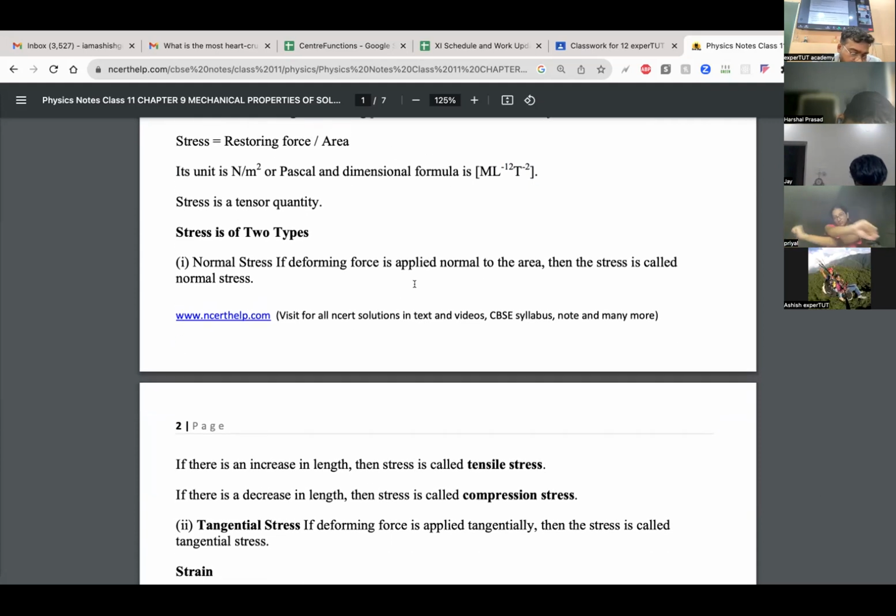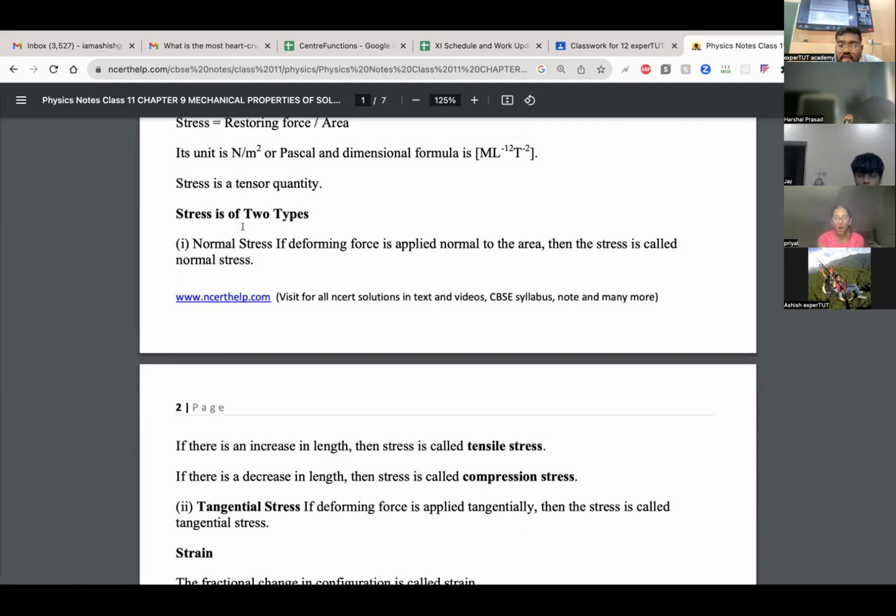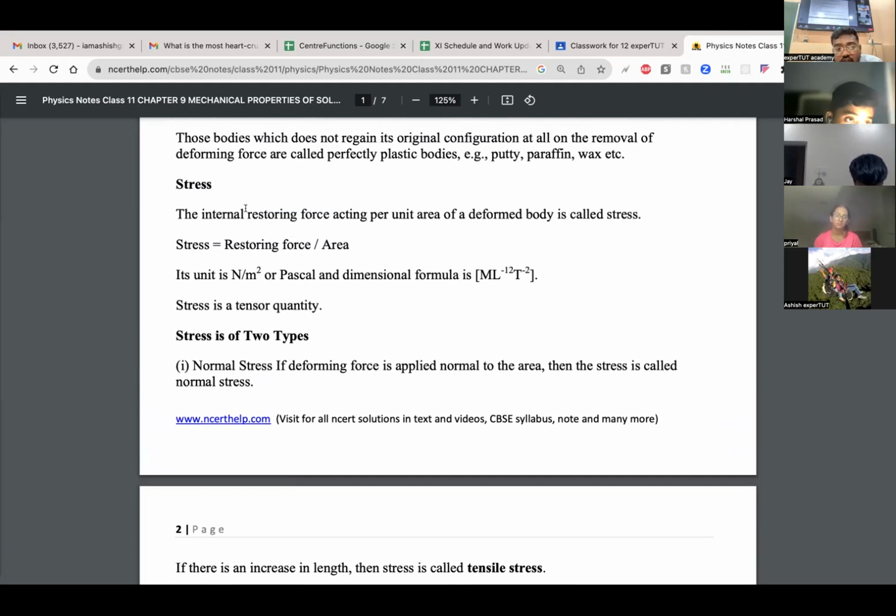Okay, write this down. One important thing, it is called internal restoring force. Look here, this is important. What is the meaning of internal restoring force? Opposite to it. Correct. When you apply an external force, the object will try to apply an opposite internal force and try to not deform. That is called internal restoring force, okay? Fine.